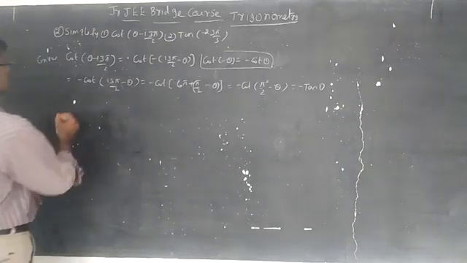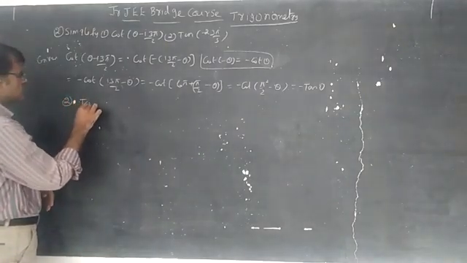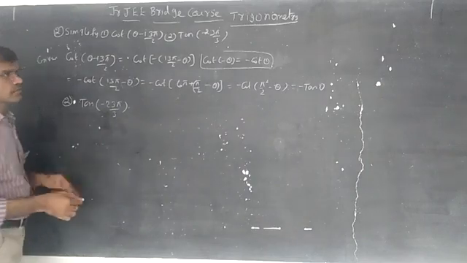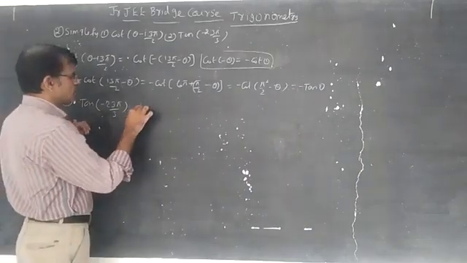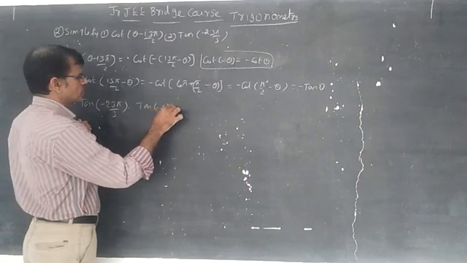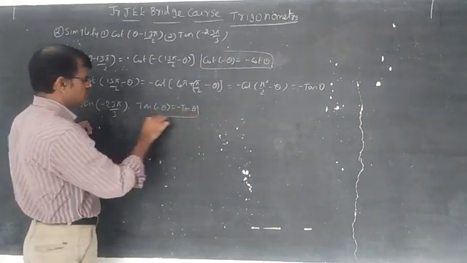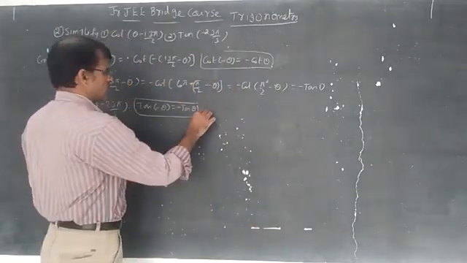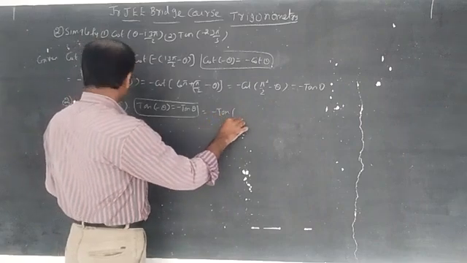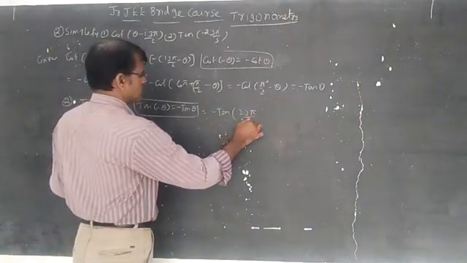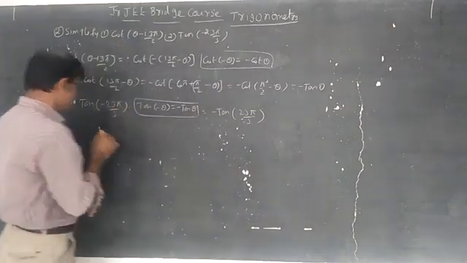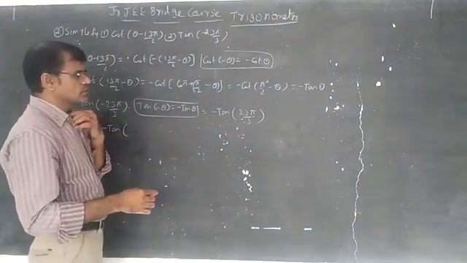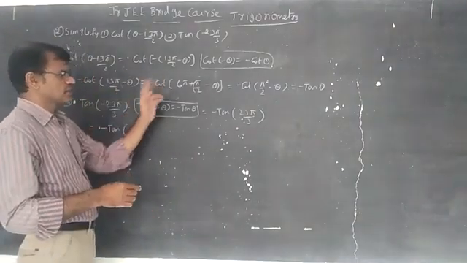Next one, second question: tan of minus 23 pi by 3. The unknown value can be converted from a known value. Tan of minus theta is equal to minus tan theta, so we can write minus tan of 23 pi by 3. Like this we can convert, from unknown value to known value.